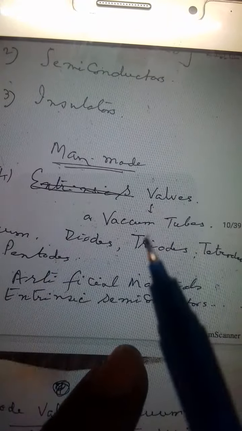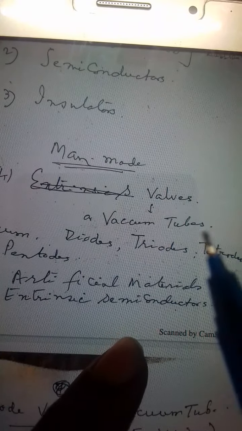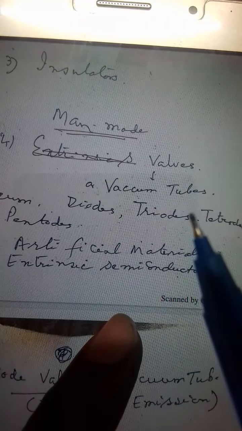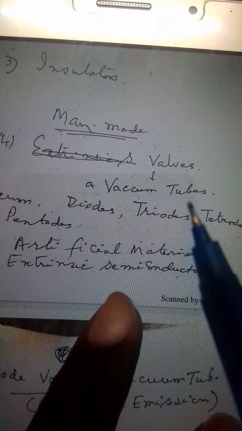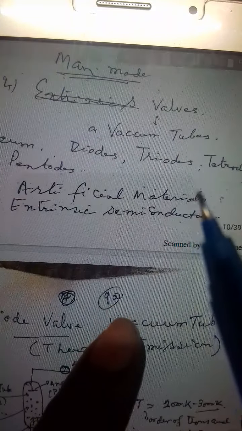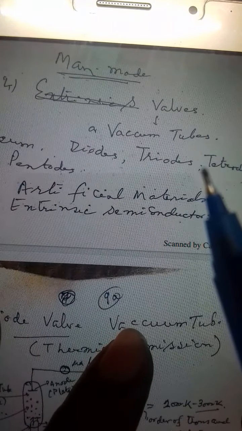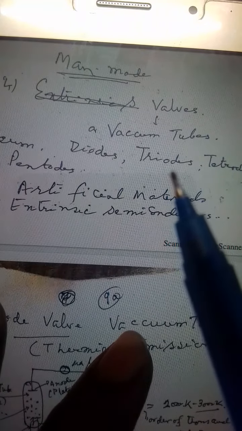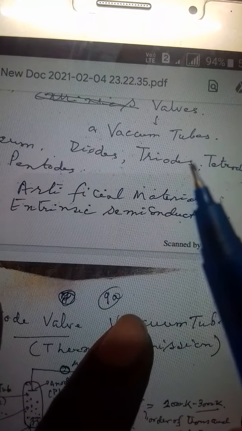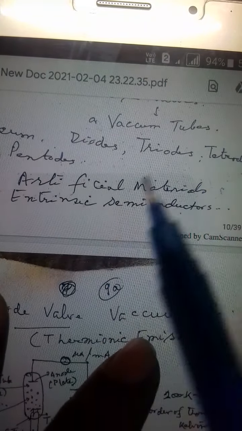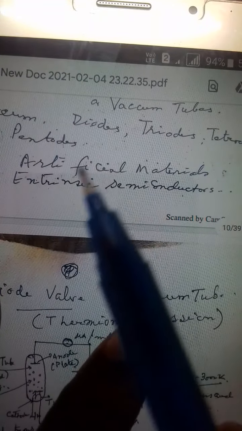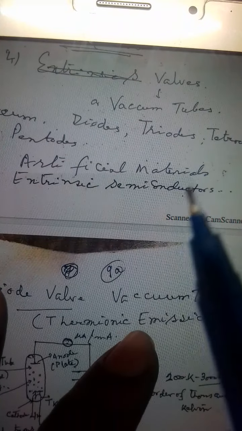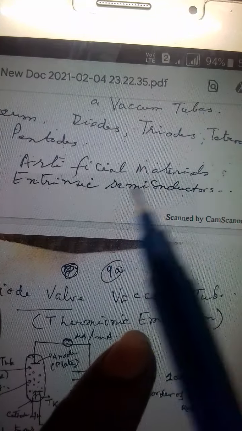How? They are valves, vacuum tubes, I have told you. Electrons are emitted by heating a cathode or filament. Those electrons are controlled by applying electrode fins. In the earlier days of electronics, in the beginning of the 20th century, those were the modes of working. Yes, they are diodes, triodes, tetrodes, pentodes. They are artificial systems.